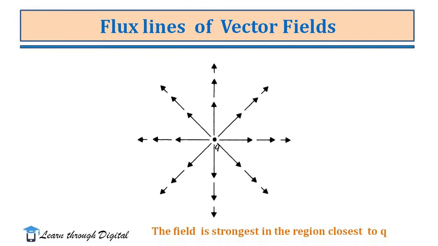This figure illustrates field lines directed away from the point Q. They are radially outward from that point Q. This field is called a radial field. The field is strongest in the region closest to Q. The region at point Q is very strong compared to other regions.